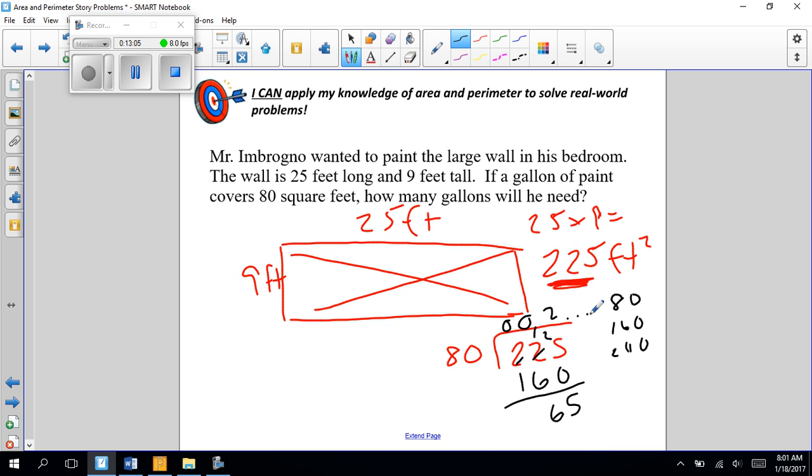I really can't buy point anything gallons. I just know how many it takes to fill 1 gallon. So if I need 2 point something gallons, I know I have to round up. I'm going to have to buy 3 gallons of paint. So I'm going to write out 3 gallons.